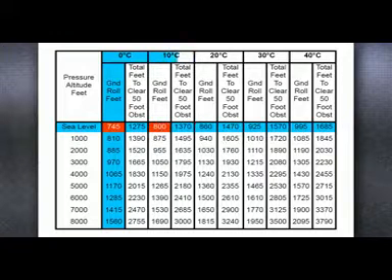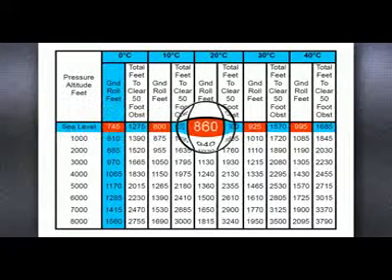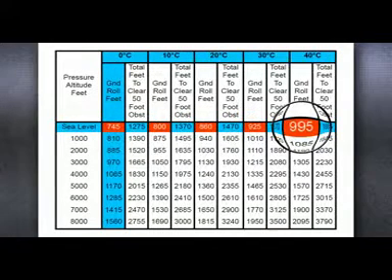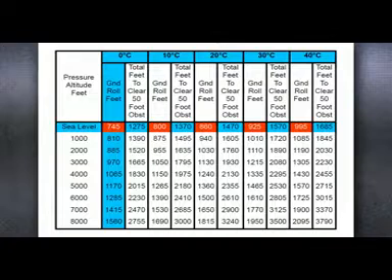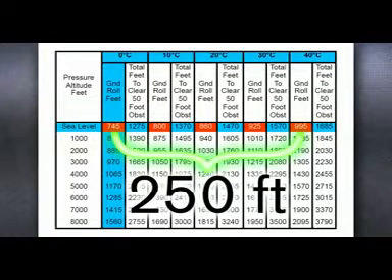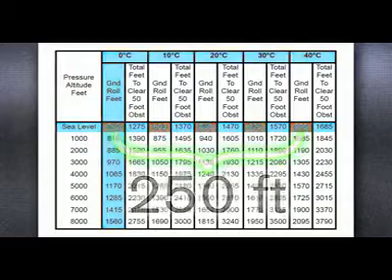As the temperature increases, notice how the takeoff distance increases. At 20 degrees Celsius, the takeoff distance increases to 860 feet. And at 40 degrees Celsius, the takeoff distance increases to 995 feet. This results in a total difference of 250 feet increase just from the temperature rising.